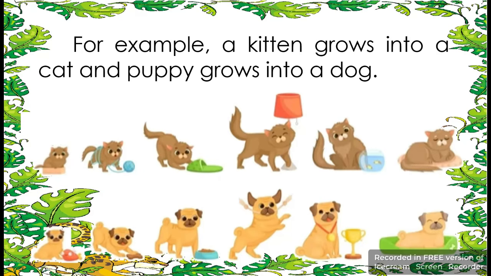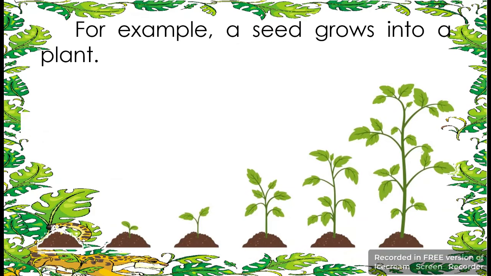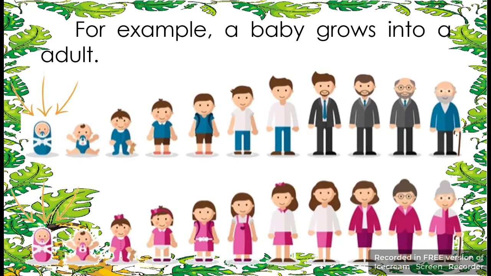The following are examples. For example, a kitten grows into a cat. A puppy grows into a dog. Another example, a seed grows into a plant. And last, for humans, a baby grows into an adult.